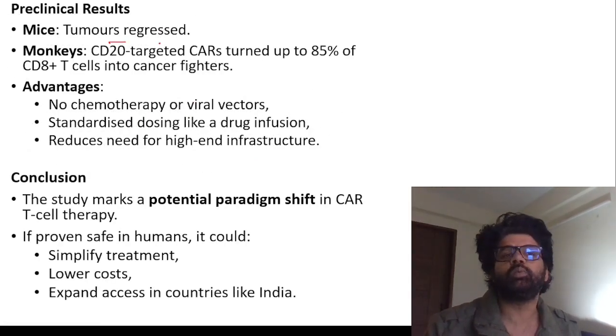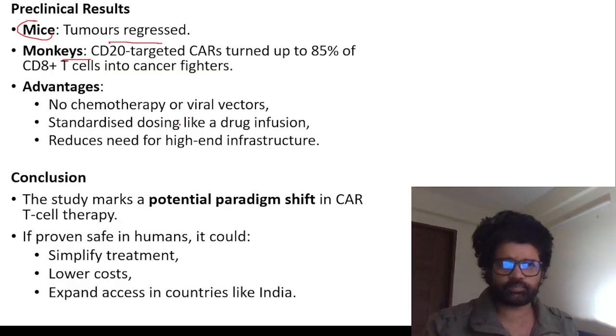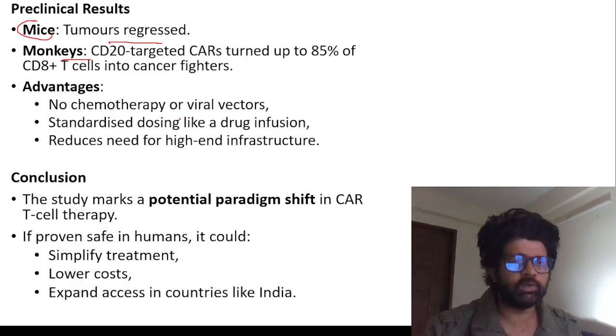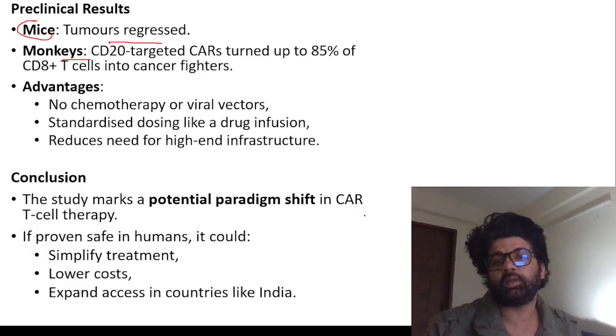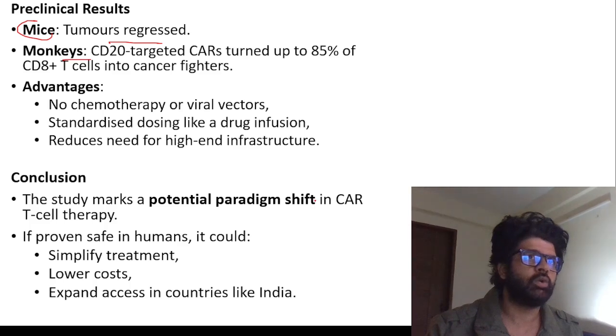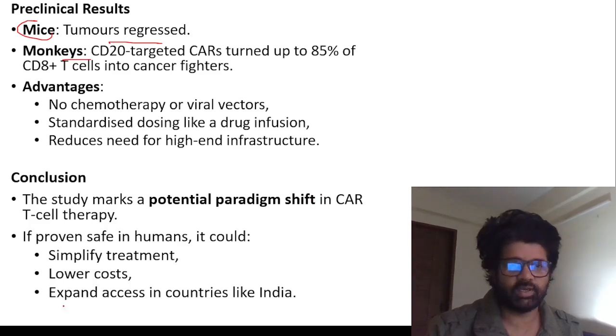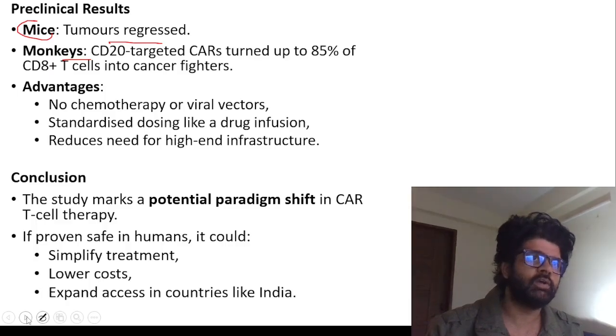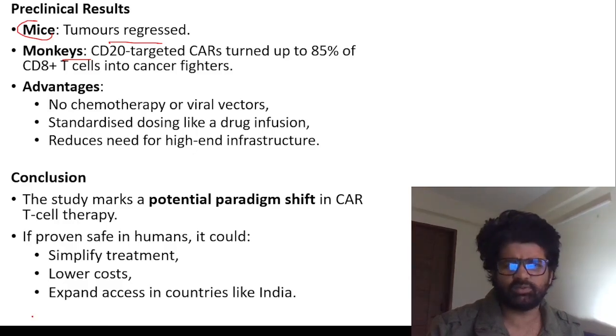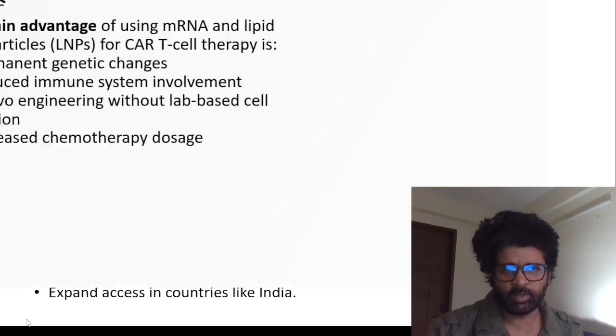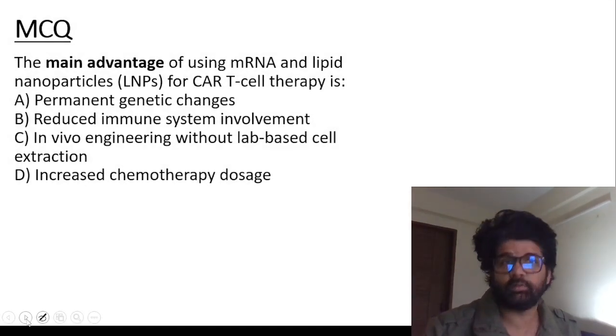So preclinical result, tumors regressed in mice, and monkeys are also showing good results. So no chemotherapy. You can see here, this is cheap, this is more efficient, and hopefully for humans also it will work in trials. Paradigm shift it will be in the case of CAR T cell therapy, cancer treatment, and we so want that to happen. Cancer is still such a mysterious disease, guys. Even if you don't smoke, you can catch different types of cancers. So it's scary. Cancer is a very scary disease. So in that regard, CAR T cell and all these technologies are actually helpful.